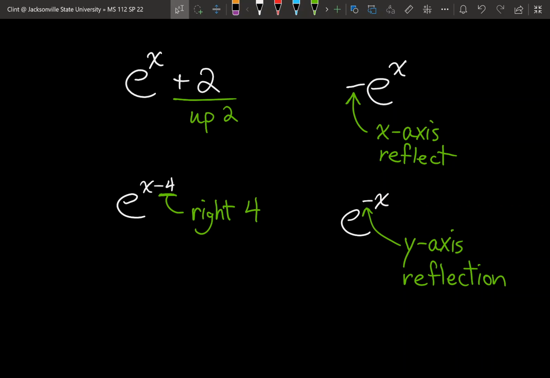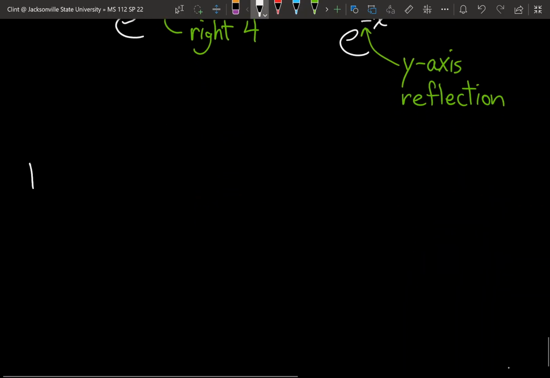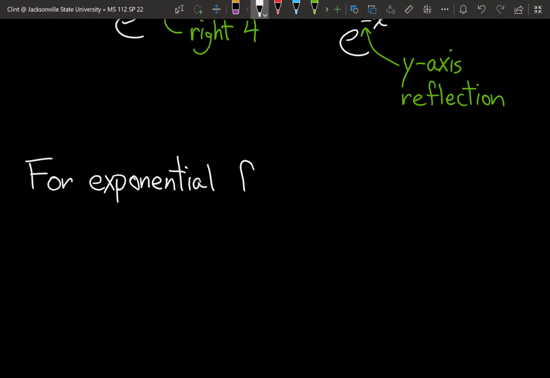Oh, okay. Well, one other thing to mention. I'm glad I looked at this. The only other thing to mention is that WebAssign, on a few of the problems with the graphs, will ask you for the domain and range. So for exponential functions, assuming they haven't been reflected or anything like that.